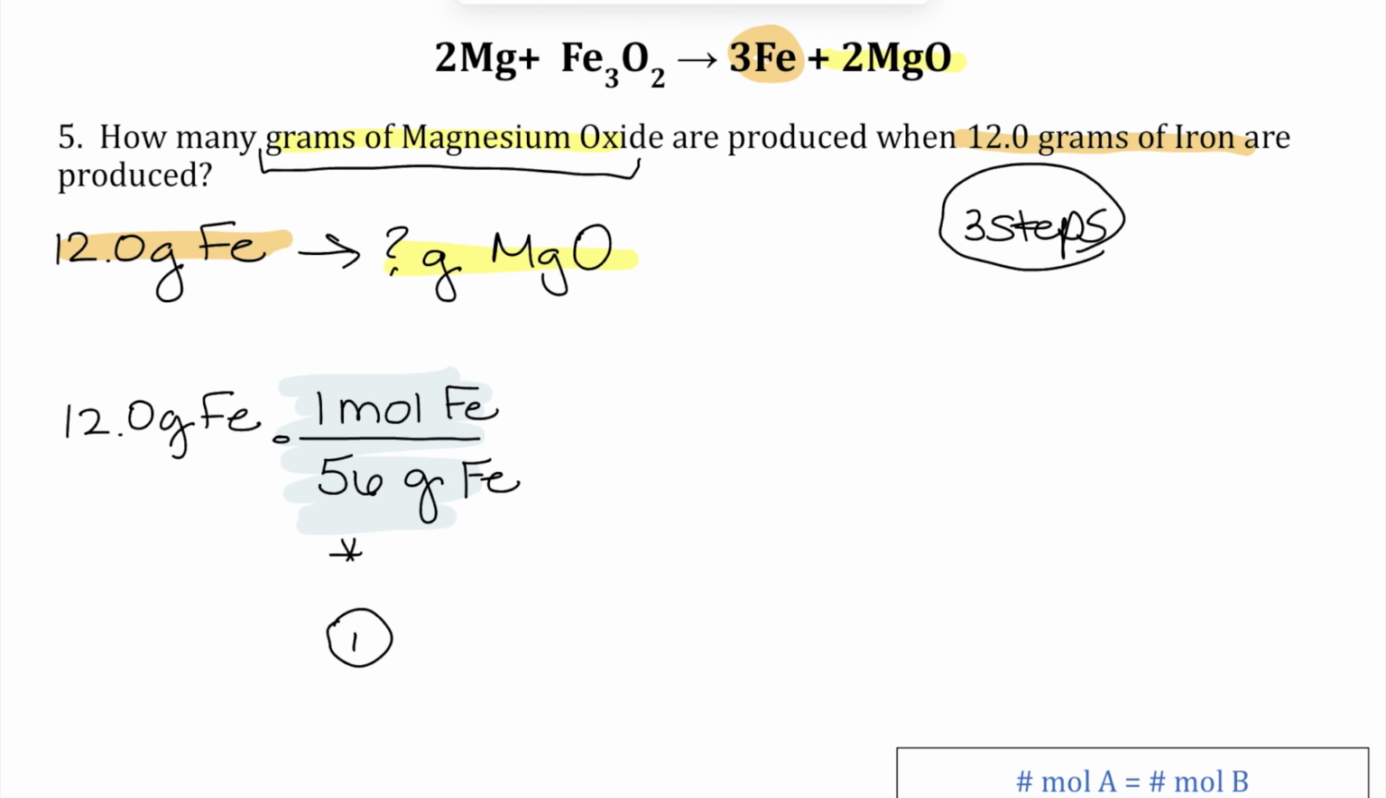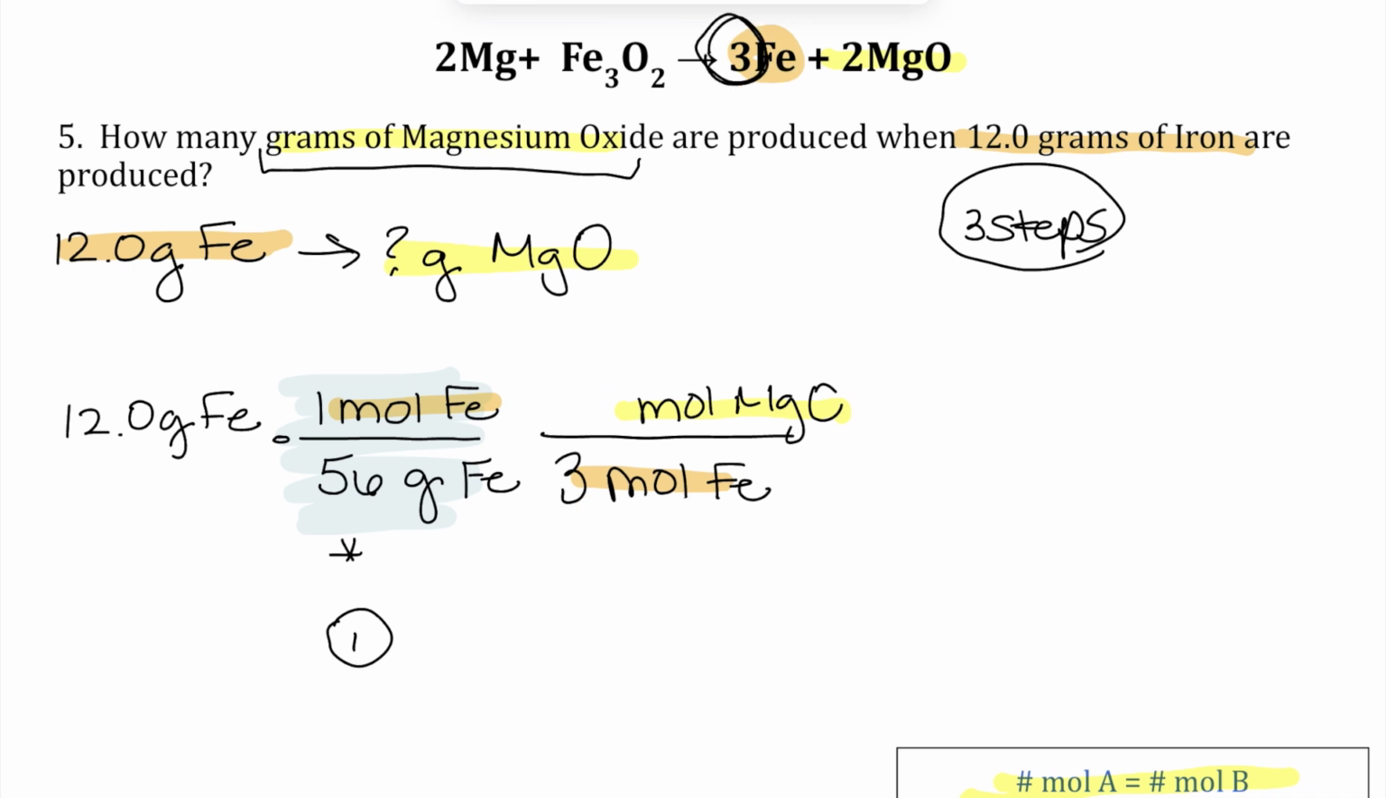Our next step then, we are at moles. So I'm at my moles of iron. I need to get to my moles of magnesium oxide. So I'm going to have my moles of iron on the bottom. I need my moles of magnesium oxide. So that's going to go on the top. So we're using our mole ratio and getting those values from our reaction. I have 3 moles of iron and 2 moles of magnesium oxide. So those go into my second step, which is that mole ratio.